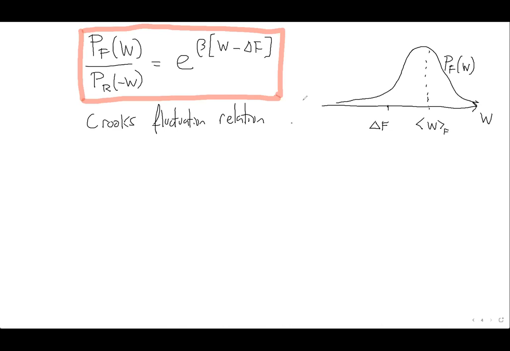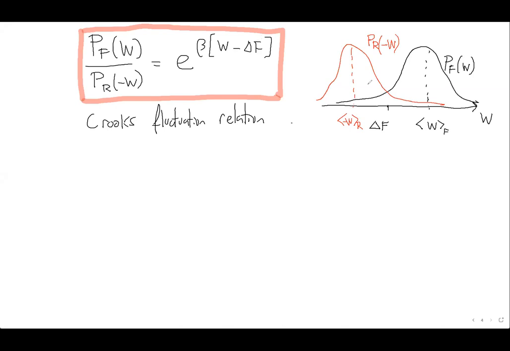What does this theorem say? It says that if you do the backward process and plot the distribution to get work minus W, it will typically be different, and typically will be something like this. This will be the probability in the backward process. Remember, this must have a different sign because we are doing the process in reverse. So instead of doing work, we extract work here. This will be P_R of minus W.